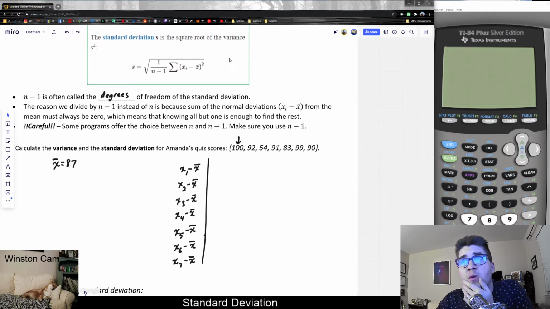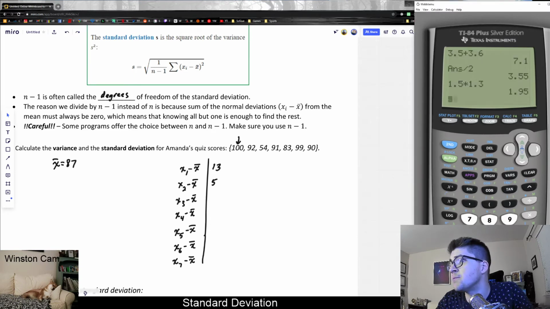So first I want to figure out how far away each data point is from the mean. Well, 100 minus 87 is 13. So on her first quiz, she was 13 above her average. On her second quiz, she was 5 above her average. Her third quiz was the one she really bombed, 54. This would actually be a negative deviation. So 54 minus 87 would be negative 33. Technically, the sign won't end up mattering because we're going to square them anyway, as I was saying before.